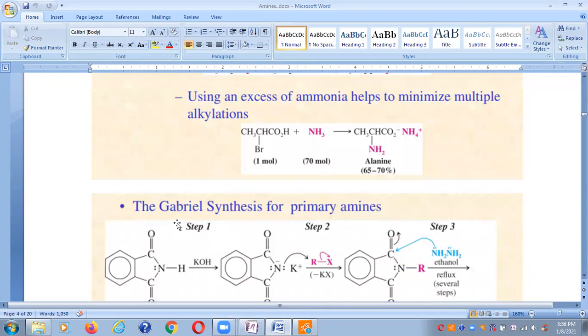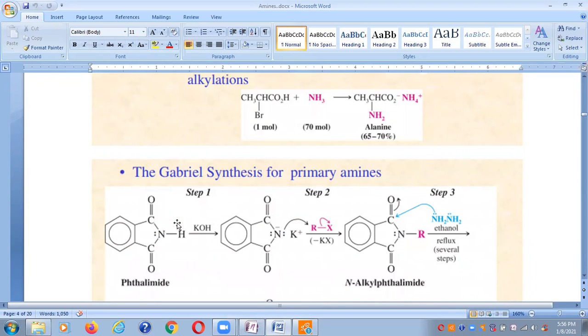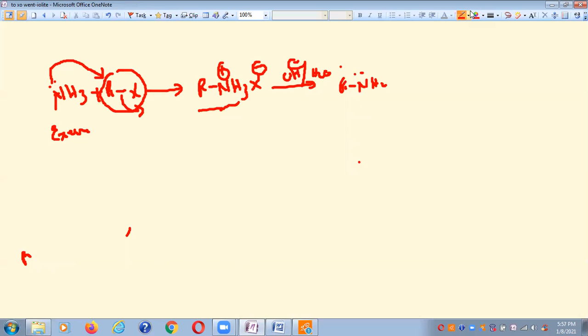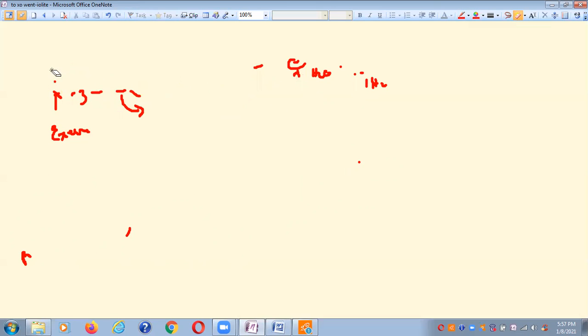Okay, the second one is very important, that is the Gabriel phthalimide synthesis. How does this reaction get its name? Why is this reaction termed phthalimide? So what is the name of this reaction? Gabriel phthalimide reaction.